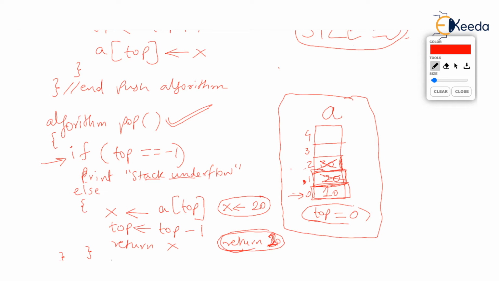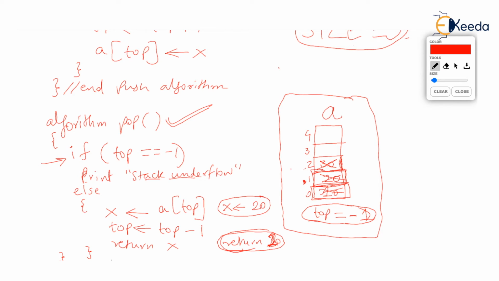What will happen if you call pop again, third time? Obviously 10 will be removed, isn't it? I need not explain the entire pop now, but 10 will be removed. And what will top become? Top will become top - 1. So top is now equal to -1. Top was 0, now top becomes -1. This is good. If top becomes -1, it means that even the 0th element is not present now and the stack is empty. Isn't it? The stack is empty.